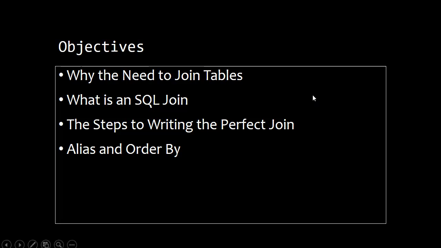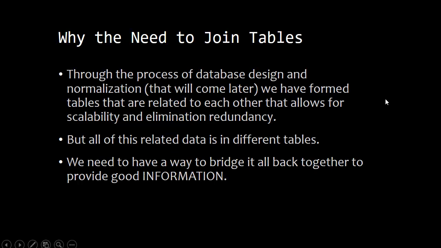All right, so let's talk about this. I'm kind of repeating myself here. I tend to do that, I think. So why the need to join tables? Through the process of database design and normalization, and we're going to cover normalization in the next few weeks, we have formed tables that are related to each other, which allows for scalability and elimination of redundancy. But all this related data is in different tables, so it really means nothing to anybody, not you and not your users who actually need the information. We need a way to bring it all back together again to provide good information.